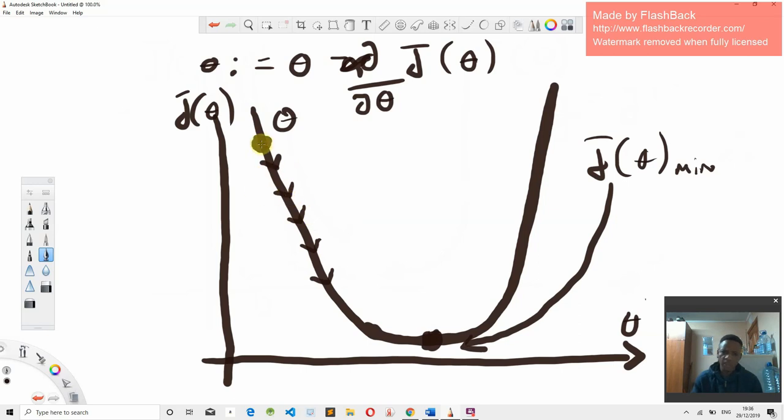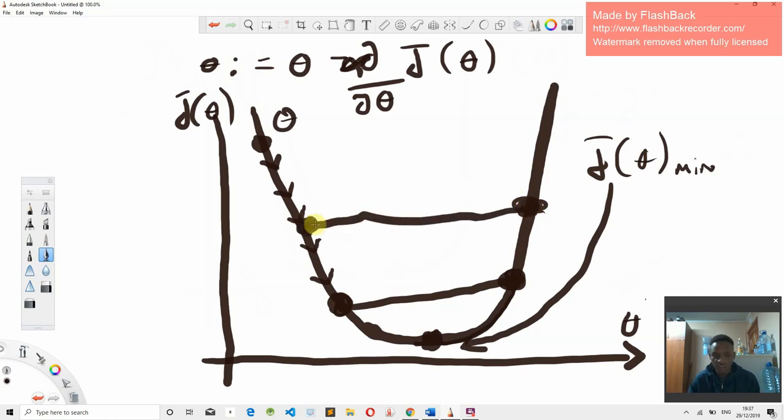At the same time, if the learning rate is too large, this can cause our algorithm to overshoot the minimum. Let's say we start with some value theta here, and the learning rate is large. This can cause our algorithm to overshoot this global minimum. And again, if we start with some value here and our learning rate is large, it can also cause our algorithm to overshoot the global minimum.